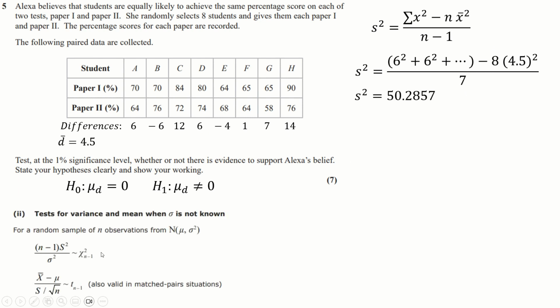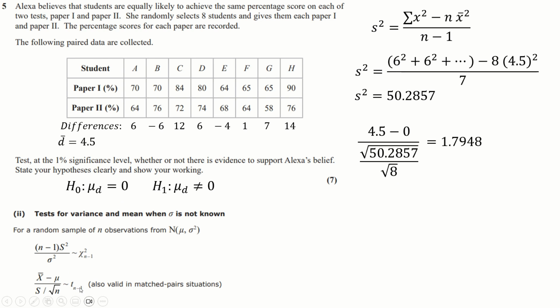And what that means is we can start using this thing here. For a random sample of n which is normally distributed, we can use this idea: x bar minus mu, and we're saying mu is 0 in our H0, over s, which is this thing here square rooted, divided by root n. So x bar is just d bar, it's 4.5, and then minus mu is 0 because of the null hypothesis. Root of this is s, and then root of 8. And that twiddles a t-distribution of n minus 1.